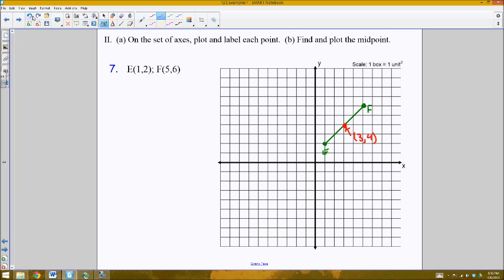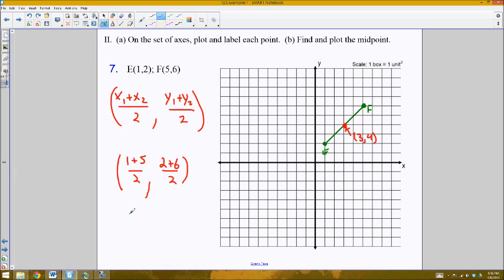So let's confirm that by using the midpoint formula, which is the average of the x values for the x coordinate and the average of the y values for the y coordinate. So my midpoint should be 1 plus 5 over 2 for my x values, and 2 plus 6 over 2 for my y values, which gives me 6 halves and 8 halves, which reduces to 3 and 4. So the midpoint formula confirms what I was able to identify graphically. So that's actually 2 ways you can find the midpoint. You can find it by actually reading off the graph or by using the midpoint formula.